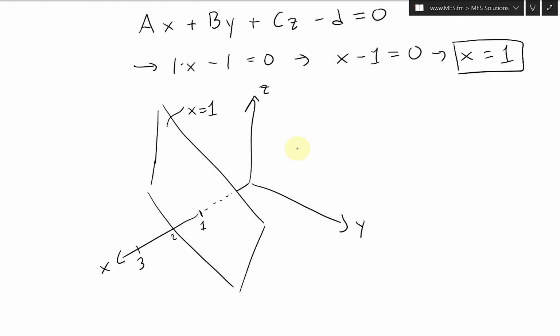And then it goes -1. So here, like that, -1. And then it goes up to 2, somewhere around here. And this is our point S. I'll put point S, which has coordinates 3, -1, 2, like this.